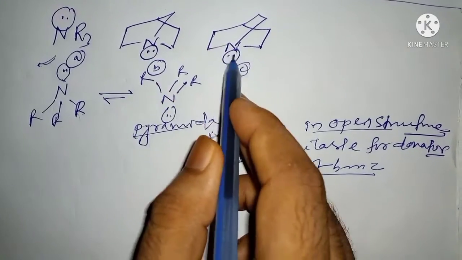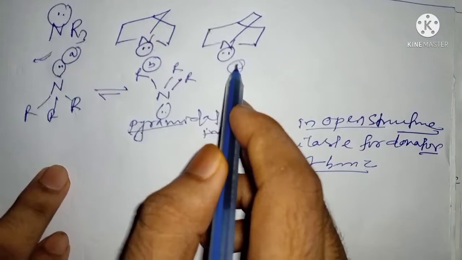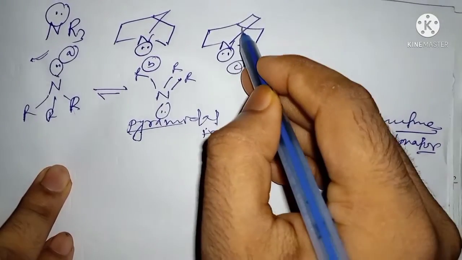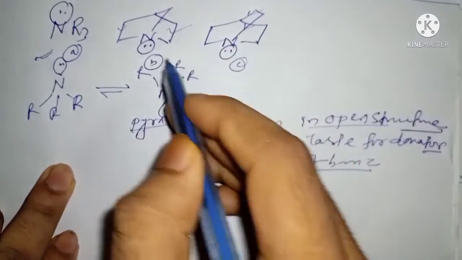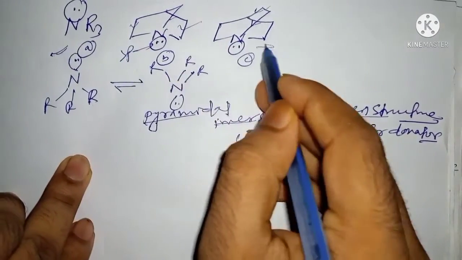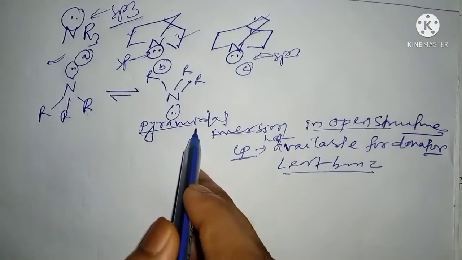Now this is not an open structure, so this is more basic. Now which is more basic? C is more basic because it has more plus I effect, and this has the least plus I effect. All are sp3 hybridization, and this is also sp3 hybridization. So this has pyramidal inversion, so this is least basic.